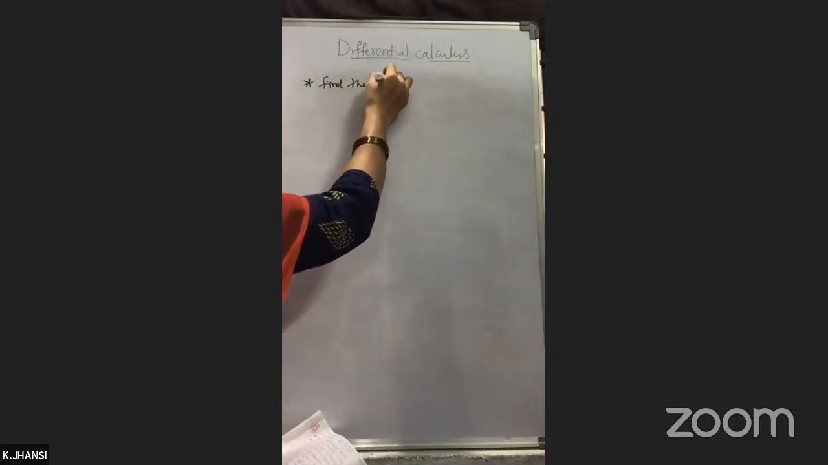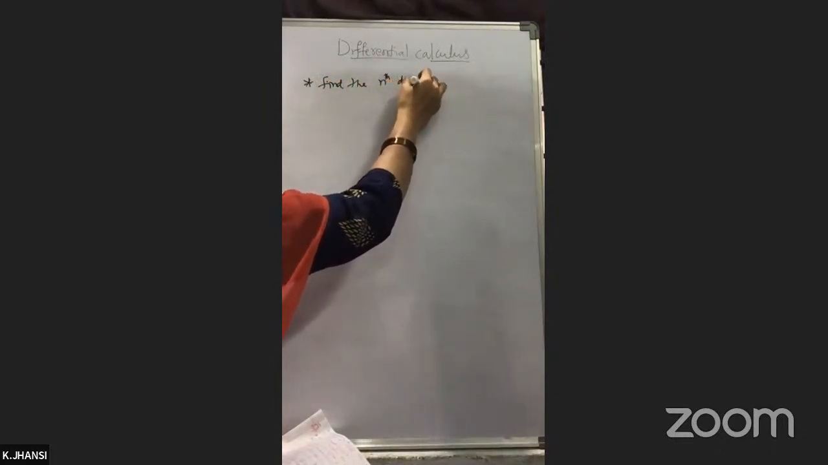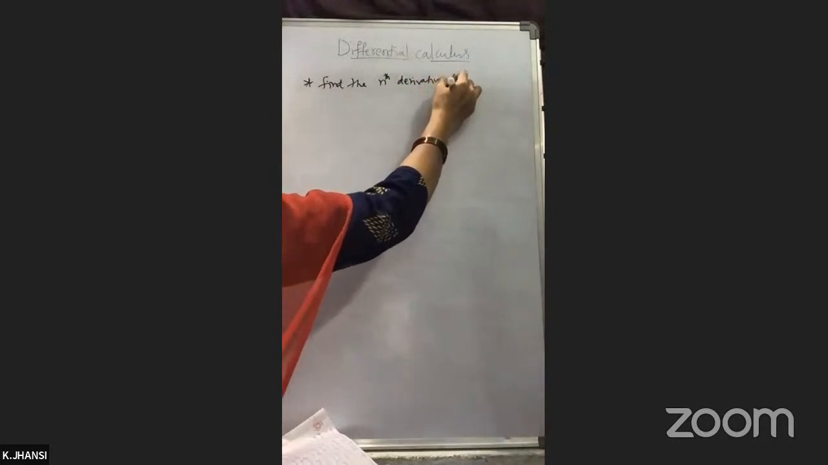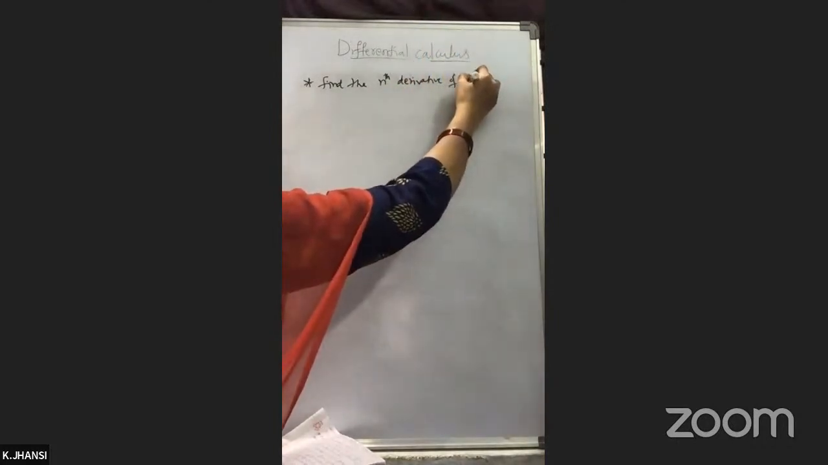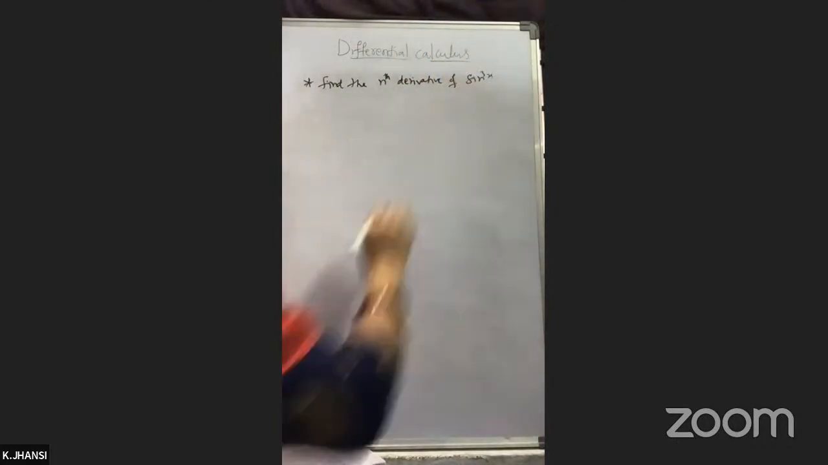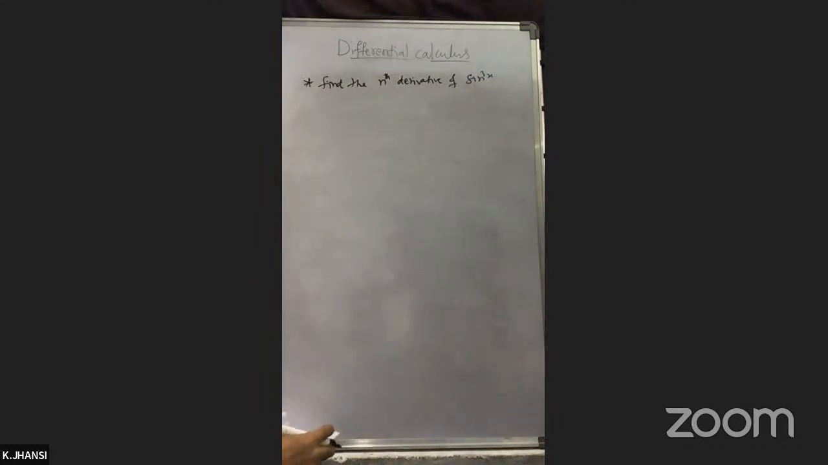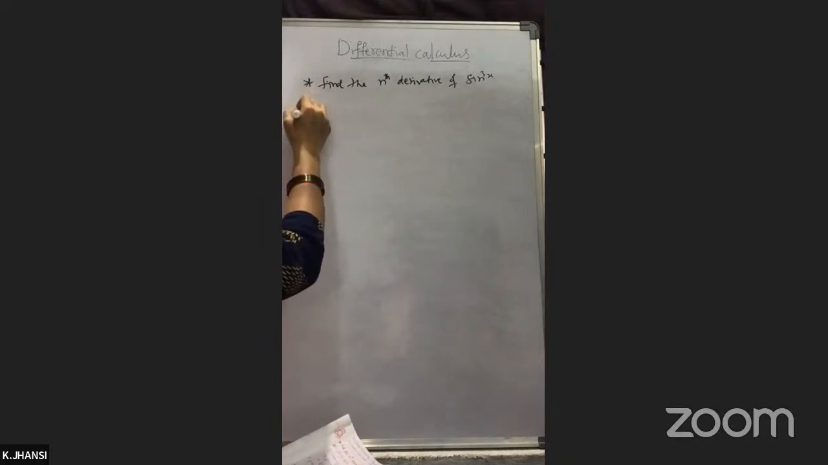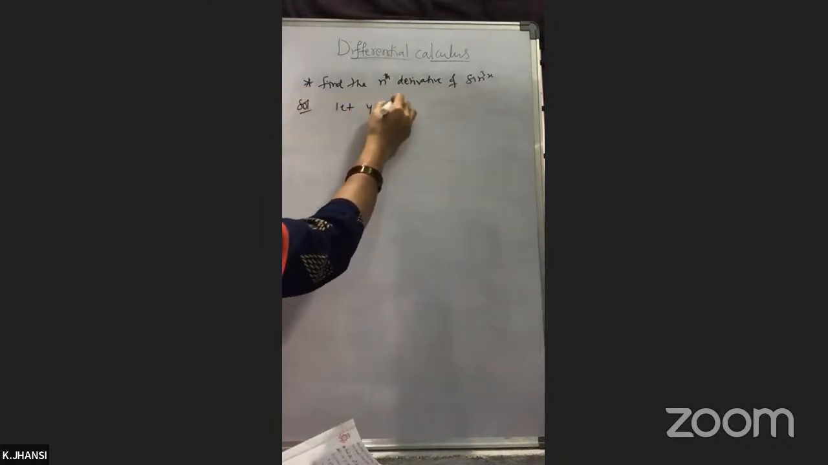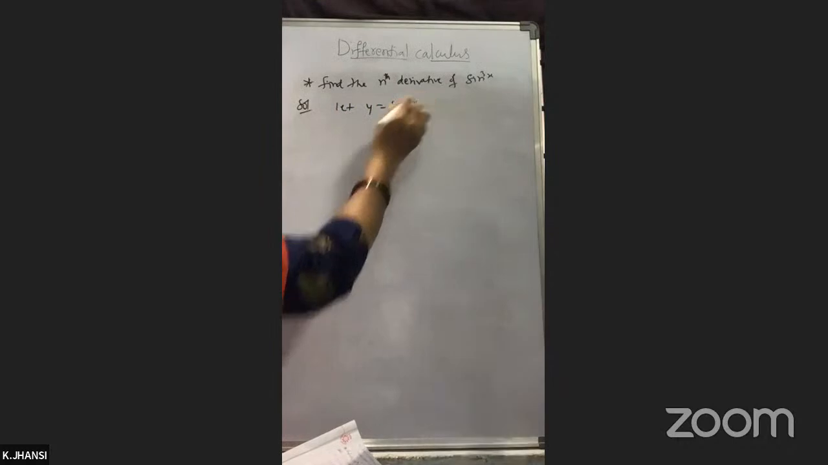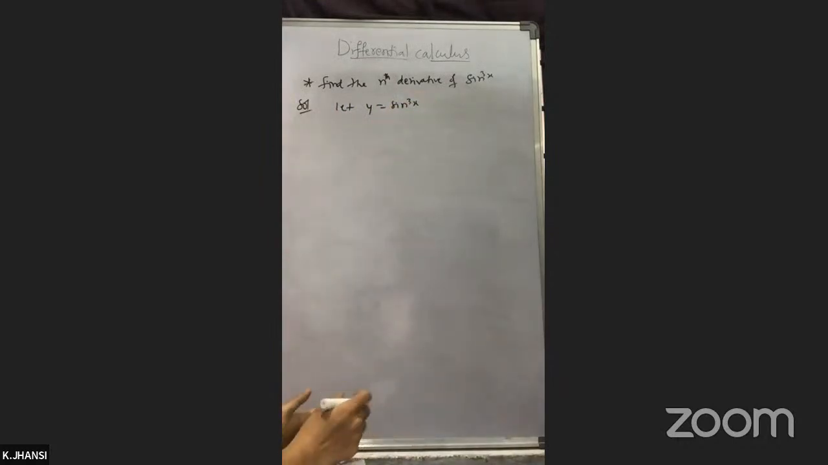Next we will see one 10 marks question: find the nth derivative of sine cube x. Nth derivative of sine cube x means, let y equals sine cube x. Directly we do not have any formulas for sine cube x.